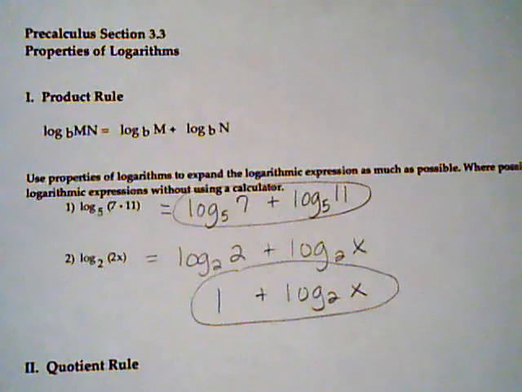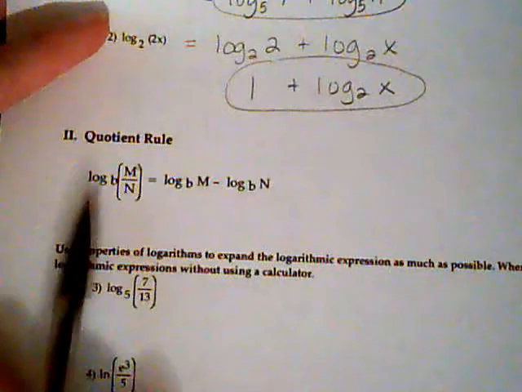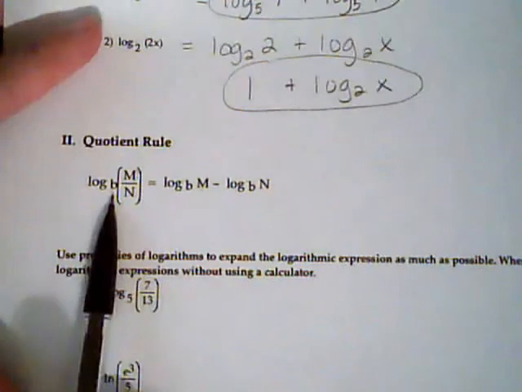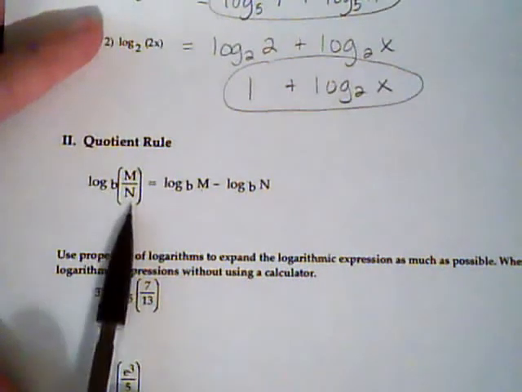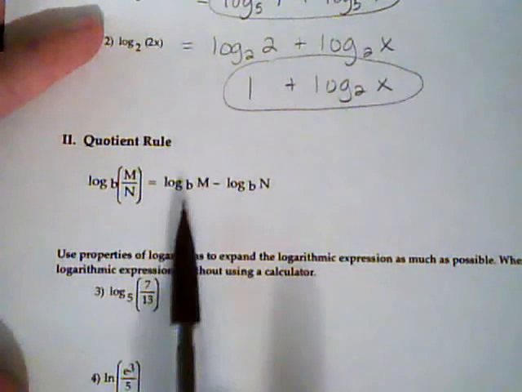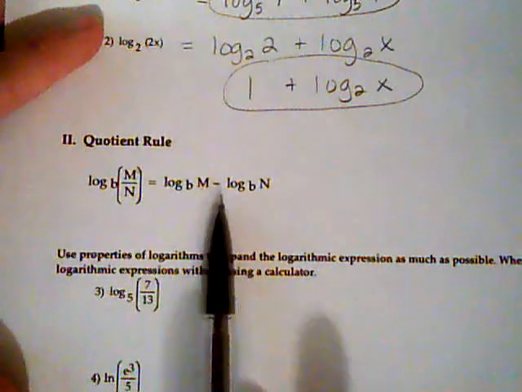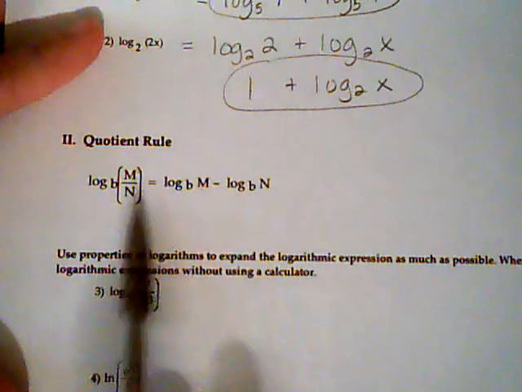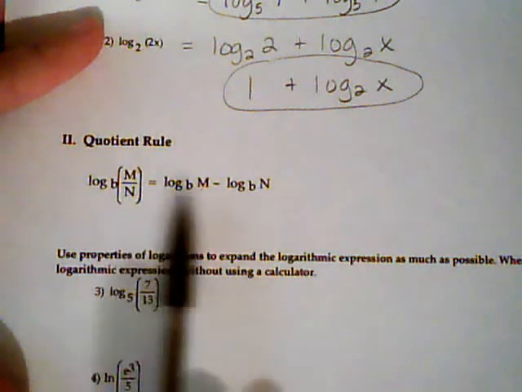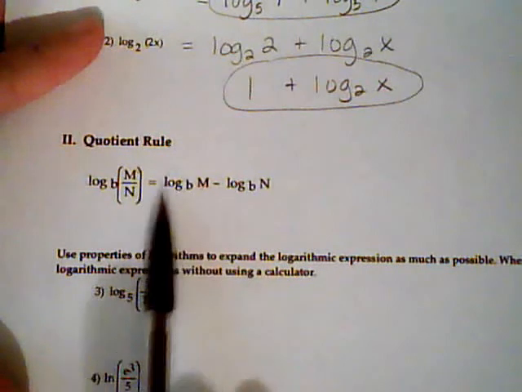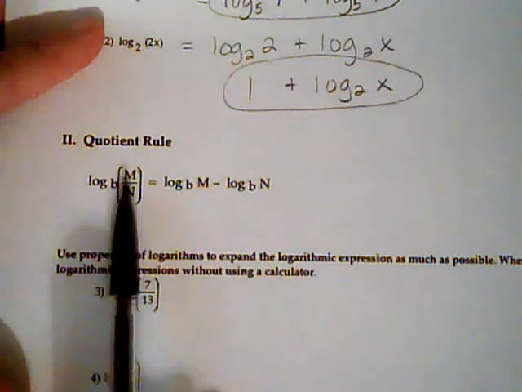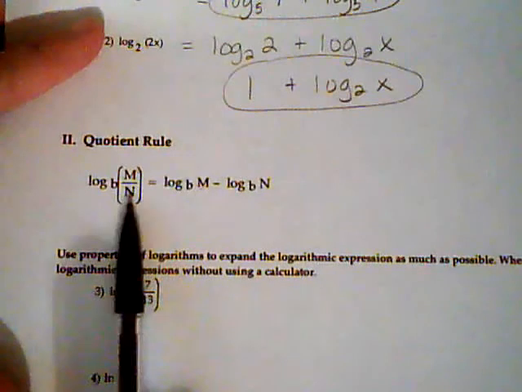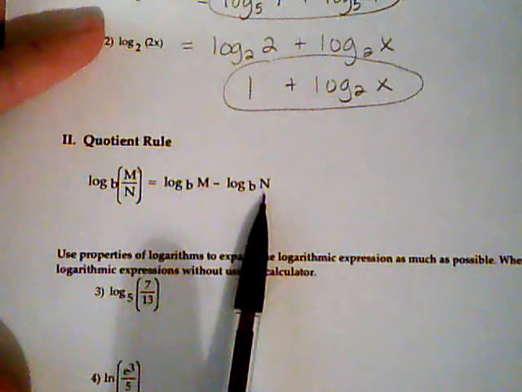The second rule is called the quotient rule. And so the quotient rule says if you have log base b of m over n, so if you have a division or a fraction, that is equal to log base b of m minus log base b of n. So if it's a quotient, you could rewrite it as the difference of two logarithms. The numerator always being the one first, the denominator always being second.